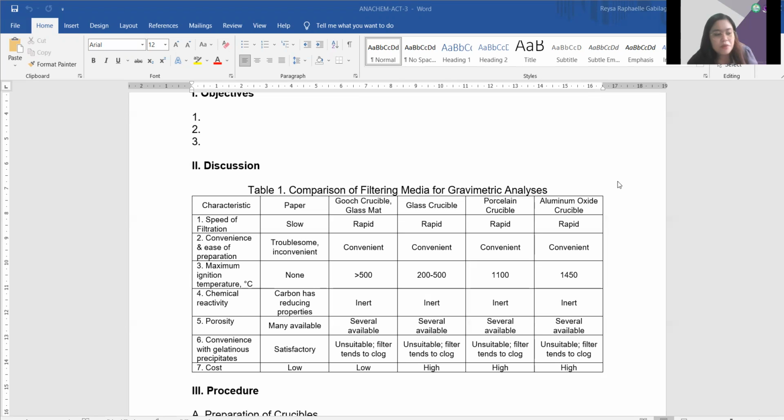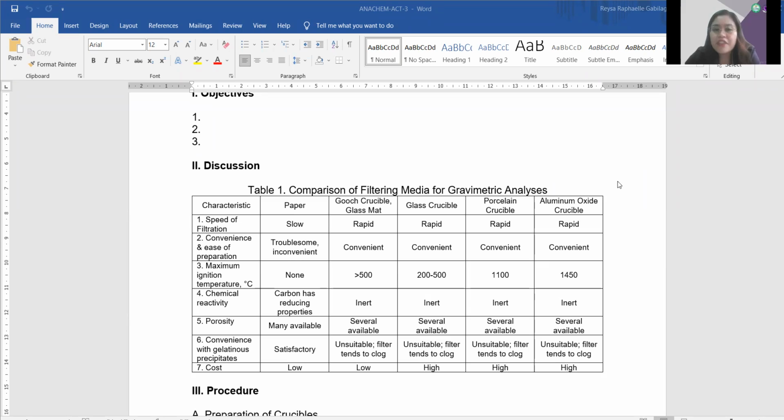However, for the maximum temperature for ignition, we don't really have a maximum temperature for ignition here. Madali naman masunog yung filter paper. And another disadvantage of using the filter paper is, since it is made up of carbon, it's an organic material, it may react with the other chemicals that we are filtering. So the carbon in the filter paper can actually act as reducing agent, and that will reduce the other chemicals.